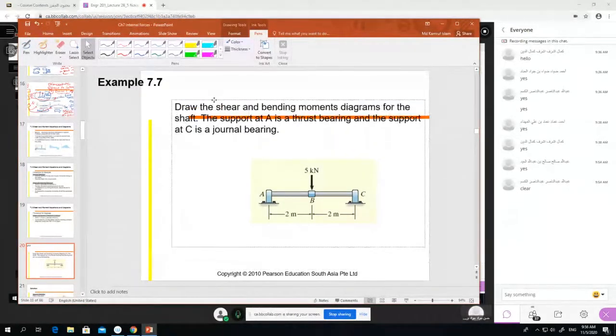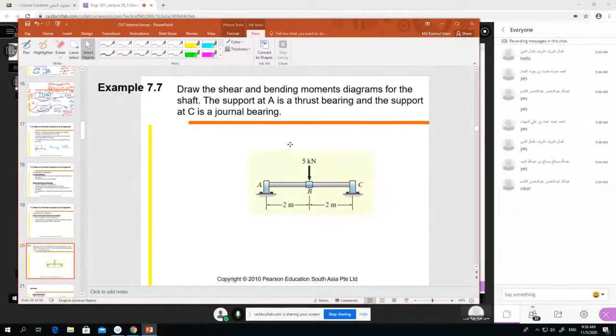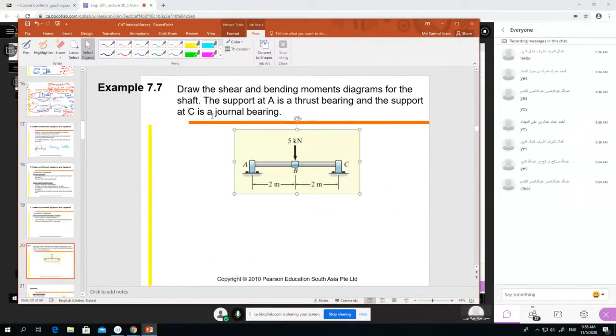Here and here. Draw the shear force and bending moment diagram for the shaft. The support A is the thrust bearing, and support B is the journal bearing. Forget about that. What they're saying is that a journal bearing support has horizontal and vertical components. As you already learned, there is a horizontal and a vertical component. But there will be no horizontal component because there are no horizontal forces, so we only have the vertical component.